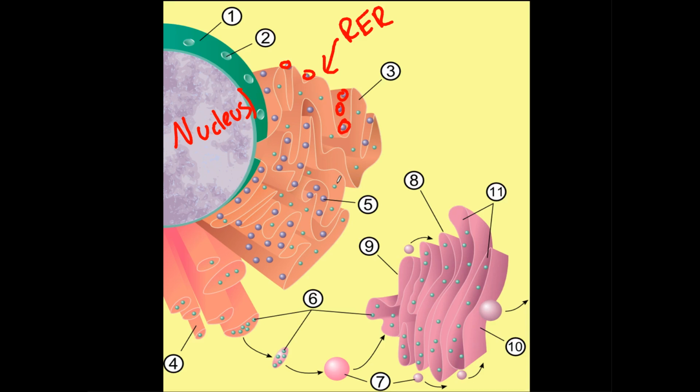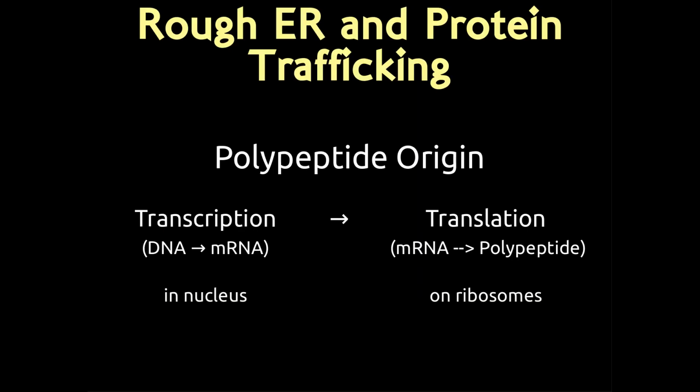Okay, so now that we've talked about some of the organelles involved in the creation of proteins, let's begin to talk about how that actually works. Particularly, let's talk about protein trafficking, or how we get proteins created in the areas that we want it to happen. So let's remember a little bit about polypeptide origin.